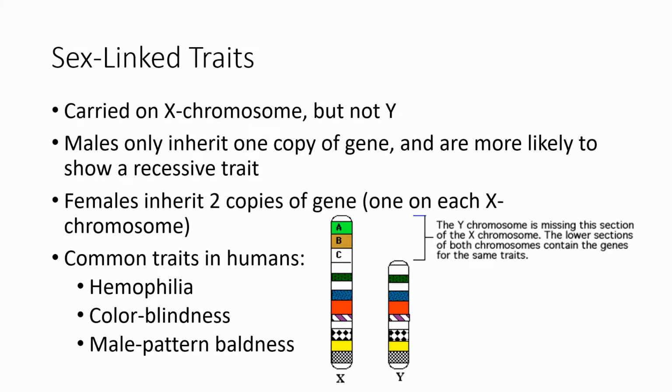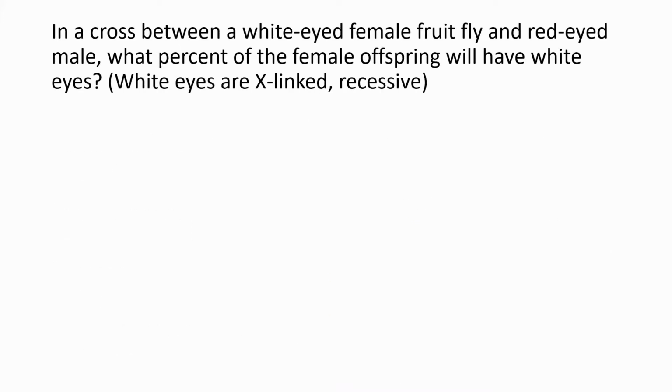Hemophilia is another example. So let's do a cross for this. We have a white-eyed female fruit fly, and white eyes are X-linked and recessive. So she's going to be X little r, X little r. And we're going to mate her with a red-eyed male. So he's going to be X big R, Y. Because unless you're told otherwise, we're assuming that males have the Y chromosome, females have only X's.